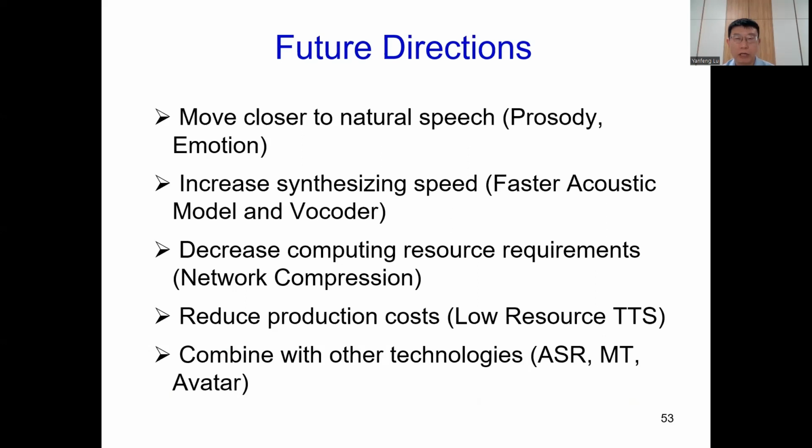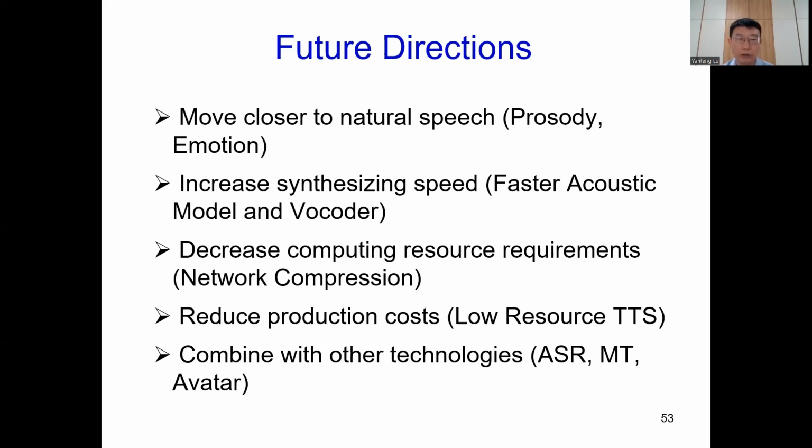In this case, we need to improve the prosody of the generated speech and also add some emotion to the generated speech. So that's one direction for future development.